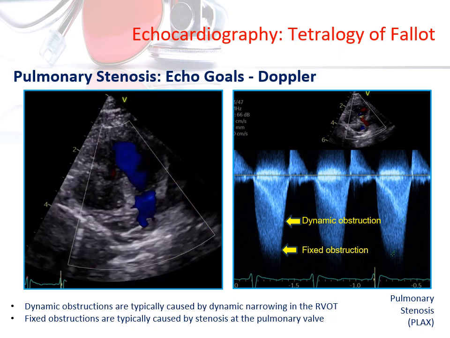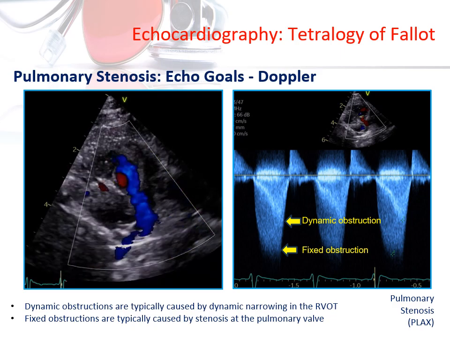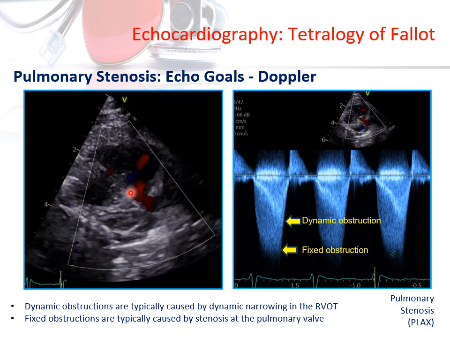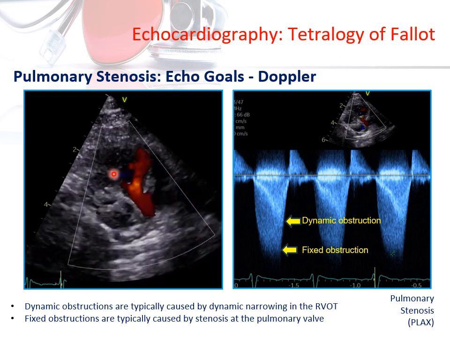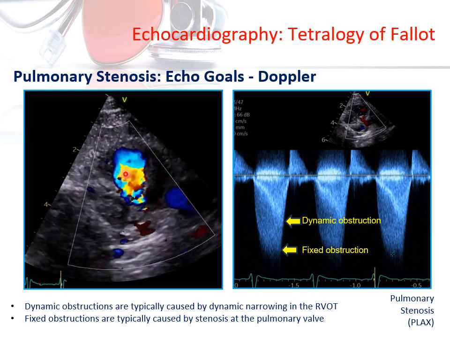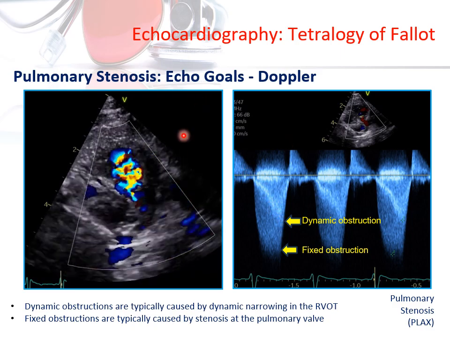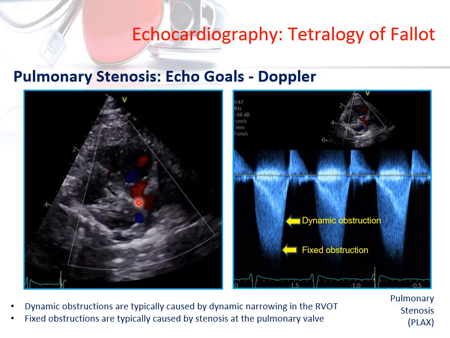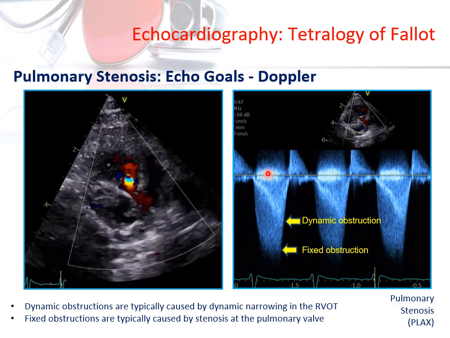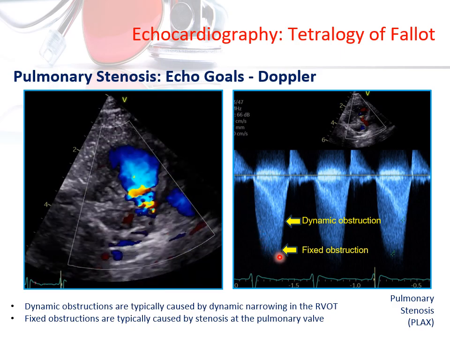And here we have an example of a fixed versus dynamic obstruction. Over here on the left, you can see this is the pulmonary valve and this is the RVOT. Looks like there's some obstruction here. That is going to cause this dynamic Doppler waveform right here. And over here, you can also see that there's some obstruction distal to the pulmonary valve, and that's represented by this Doppler pattern here.